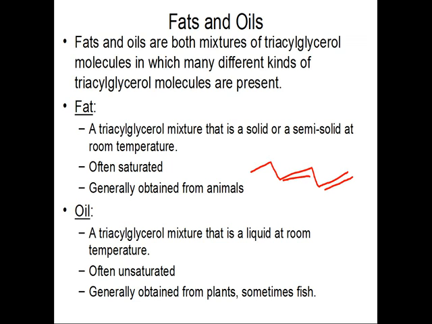That's really all I'm going to say about fats and oils and triacylglycerols. I'll talk about reactions of triacylglycerols next.